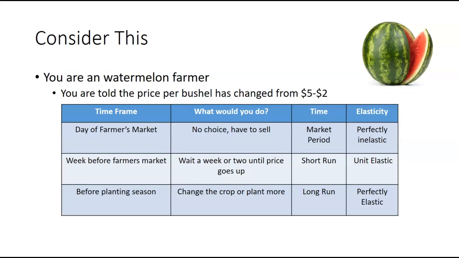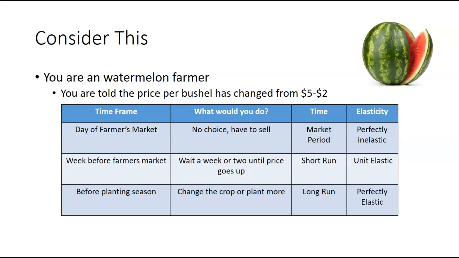Well, you have no choice. You can't put the watermelon back onto the vines. Whatever you have is what you have. You'd rather sell it for something than let it rot, so you're selling it. So what does it mean? You're perfectly inelastic. Regardless of price change, you have no control over how much you want to sell, so you're going to sell it. The second is you're told a week before the farmer's market.